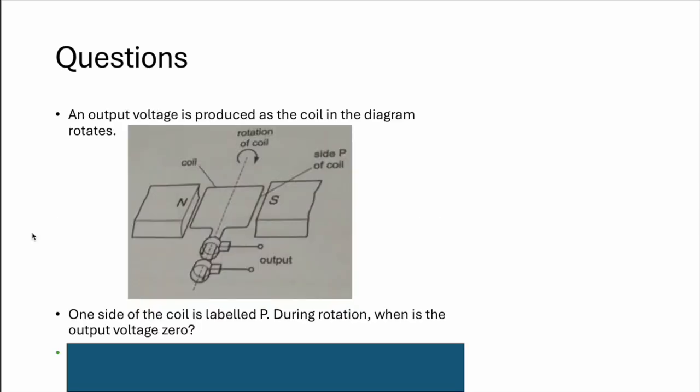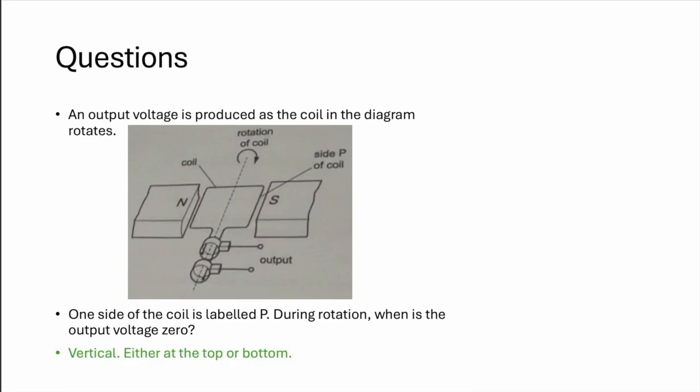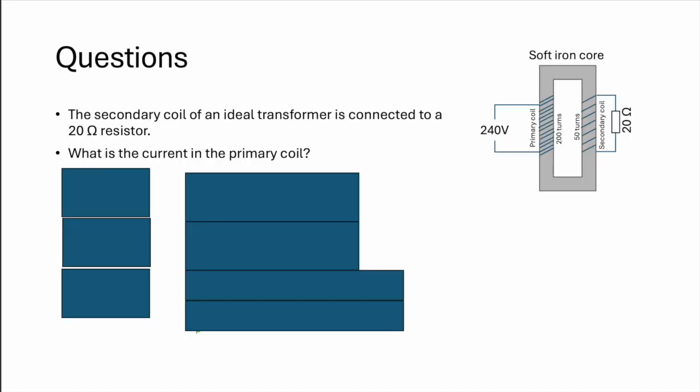An output voltage is produced in the coil below, one side is P. When is the output voltage 0? So output voltage 0 will be where the magnetic field lines are not being cut. Therefore, it must be only in the vertical position, either at the top or the bottom. So next, why is high voltage used to transmit electrical energy along cables from the power station? This is done because less thermal energy is lost or produced in the cables.